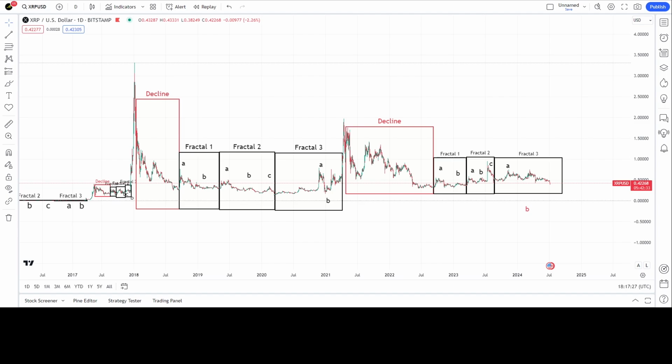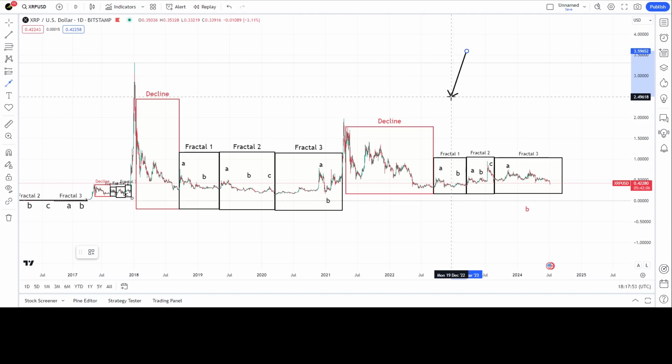Now, for those of you who follow my channel, you are aware of the repetitive macro structure that XRP has. For those of you who are new, XRP has this repetitive structure. This is the foundation of which all my analysis hinges on.